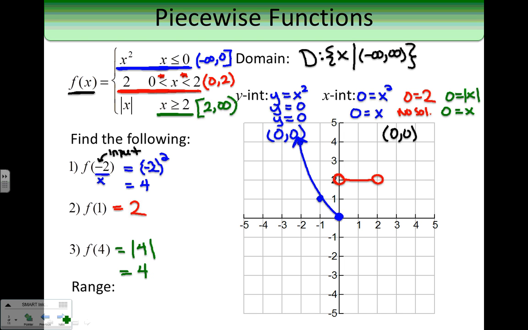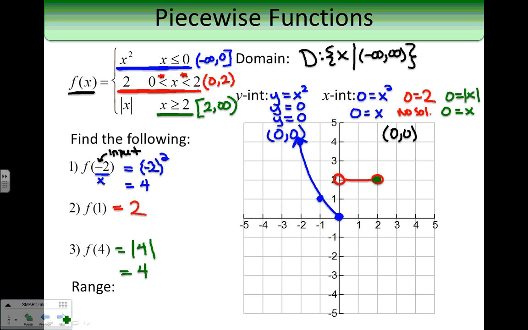So I'm going to start at 2. I'm going to start by plugging in x values of 2, because for this particular function, my x values can only be greater than or equal to 2. So if I start at 2, I plug in 2 into the absolute value of x. So the absolute value of 2 is 2. So 2, 2, start there.